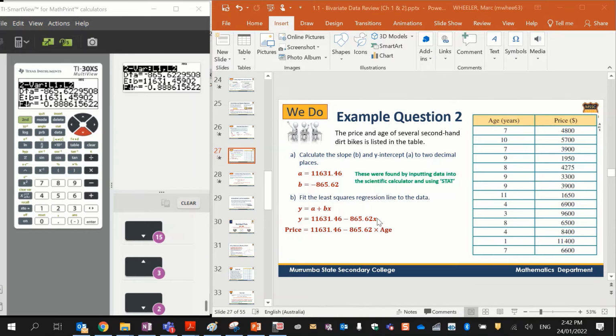And then the last step is we need to go and interpret it properly by putting the correct words in. So remember, our X-axis is years because the age predicts the price. So age goes where X is and price is where Y is. Okay, perfect. So that's how we do those questions.